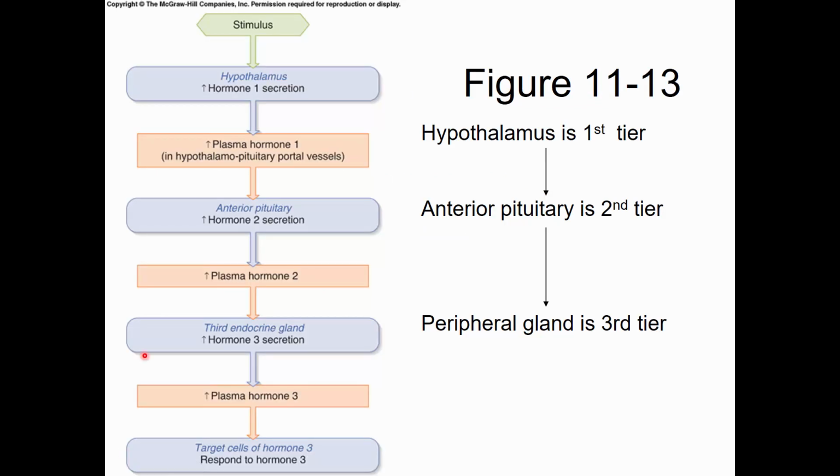So here's one of the flow charts you see from your textbook. There's some stimulus. The hypothalamus makes the first hormone that goes through the portal system. The anterior pituitary makes the second hormone that goes into the plasma. And the peripheral gland makes the third hormone, which then talks to target cells and carries out the function that we associate with that system.